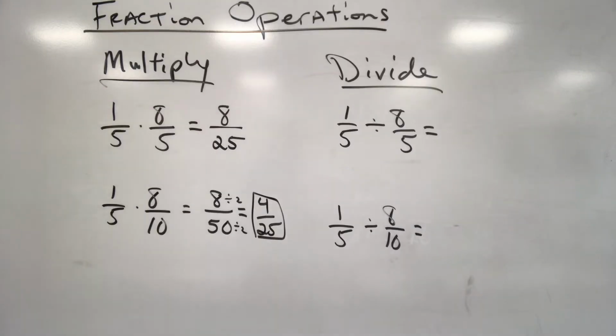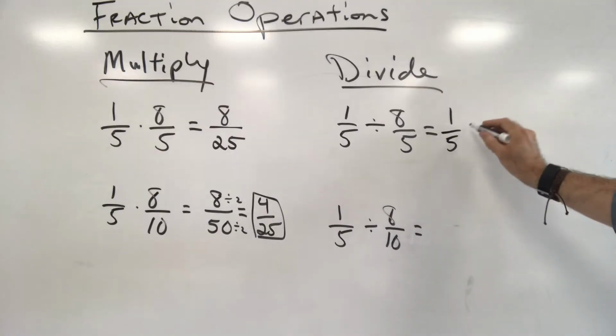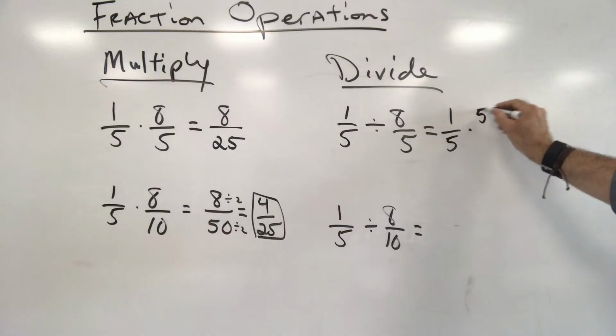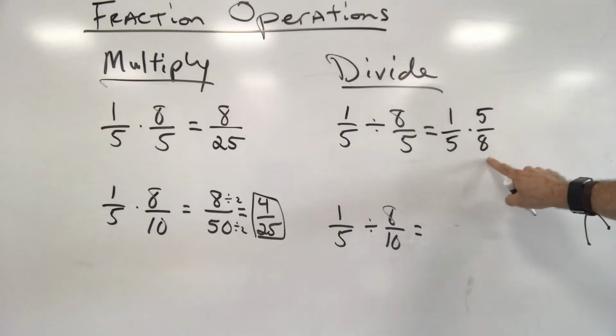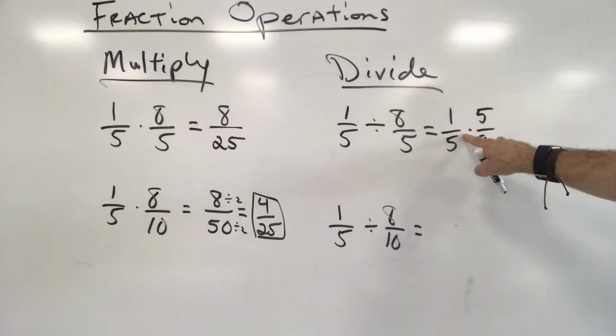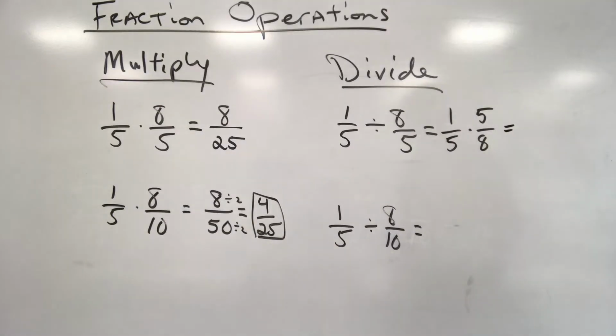Dividing, we have to do an inverse operation. So what I'm going to do is rewrite the problem as 1/5 and multiply by 5/8. So we invert the second fraction and then multiply. These are equivalent expressions, and it's just making the problem easier to solve.